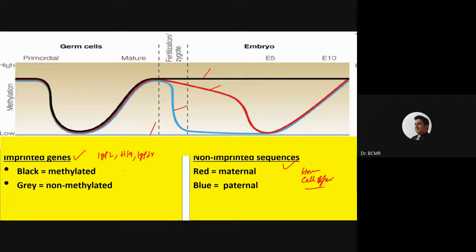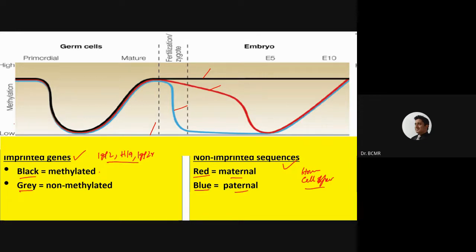So in imprinted genes, there are 2 different colors. Black represents methylated, and gray represents non-methylated. And non-imprinted ones have 2, red and blue, maternal and paternal. This whole graph here is representing what happens to the whole genome from the time of primordial germ cells, before gametogenesis, until the whole body is grown.